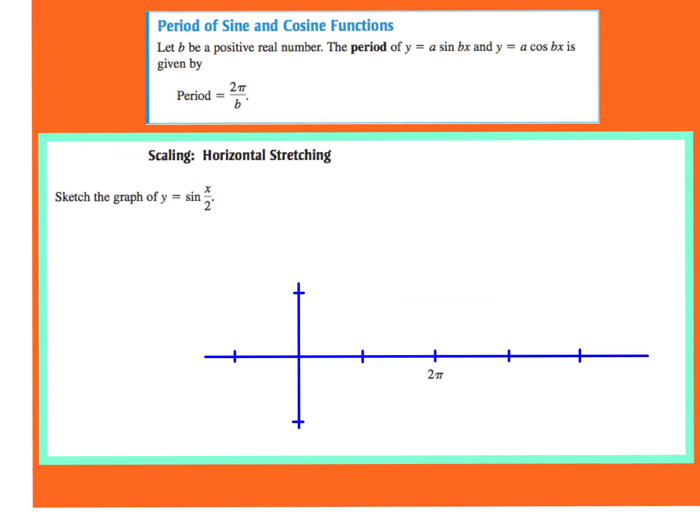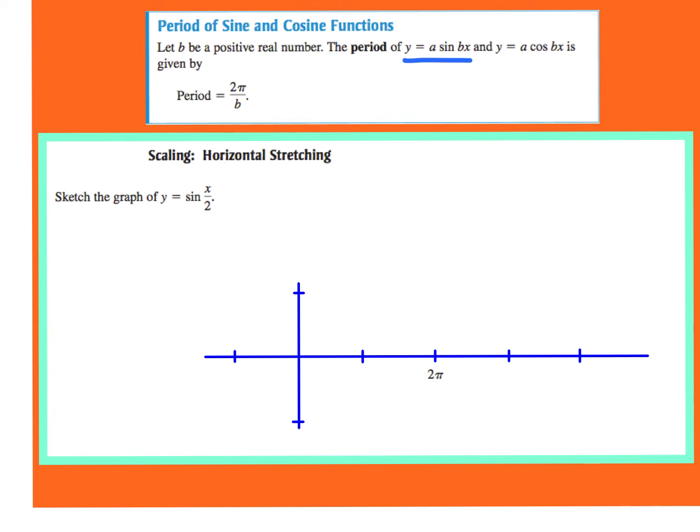We're moving. All right, let's start talking about periods now. I need a reader. Christian, pick somebody. Let b be a positive real number. The period of y equals a sine bx and y equals a cosine bx is given by period equals 2 pi over b. All right, fantastic. So what's the normal period of sine and cosine? 2 pi. It usually completes its cycle in 2 pi.